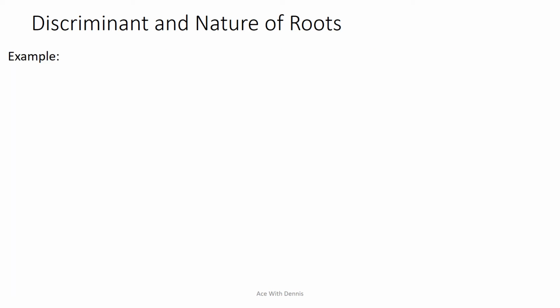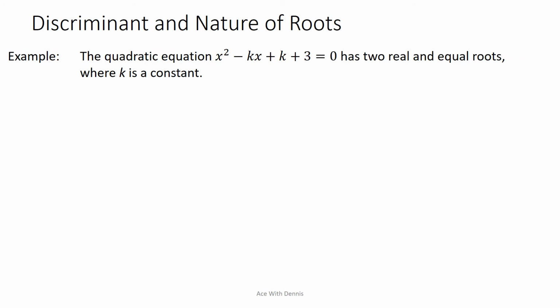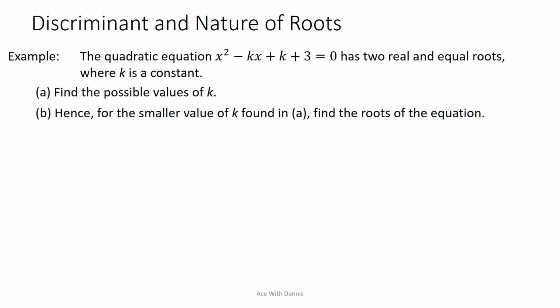Let's look at another example. The quadratic equation x squared minus kx plus k plus 3 equals 0 has two real and equal roots, where k is a constant. A. Find the possible values of k. B. Hence, for the smaller value of k found in A, find the roots of the equation.